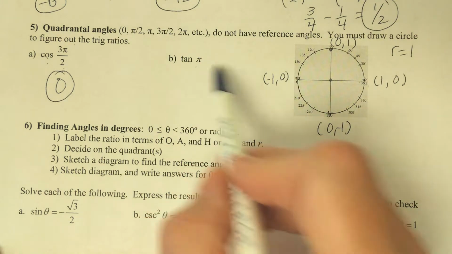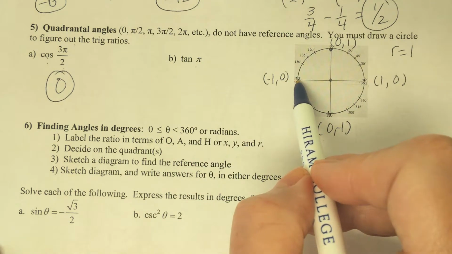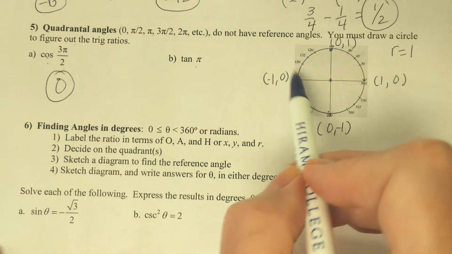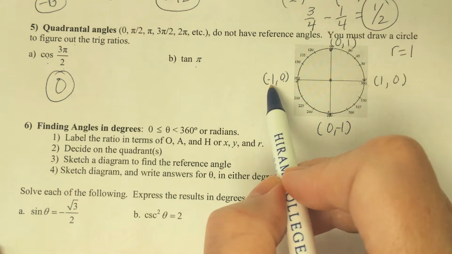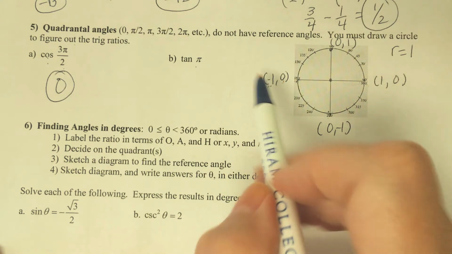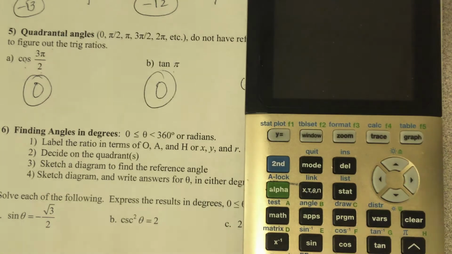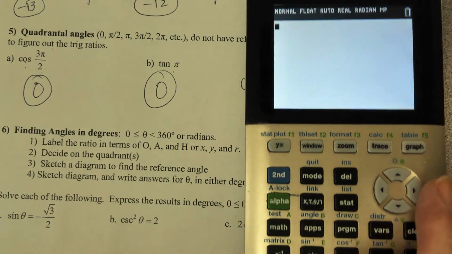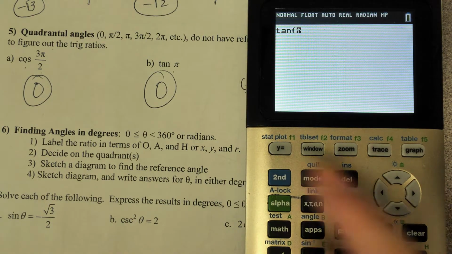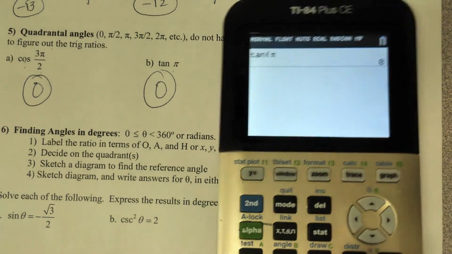For the tangent of pi, I have to go to pi, which is right here at 180, and I'm going to have to do y over x. Y over x. And so what's the tangent of pi going to be? 0. And if I just wanted to make sure real quick, I'm in radians, I believe. Tangent of pi, check it out, that's 0.